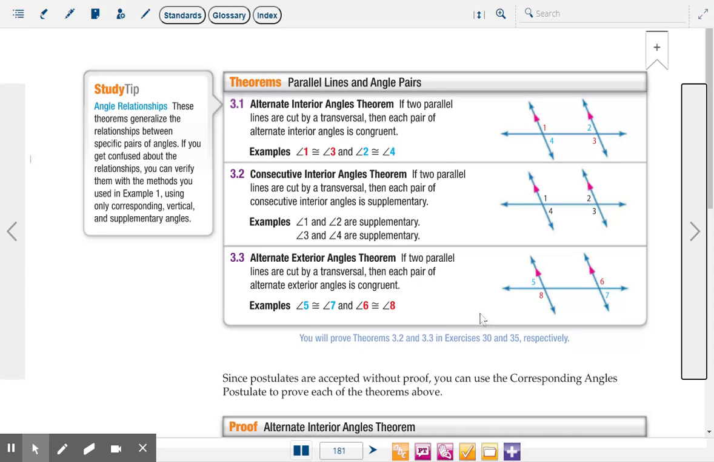All right, so the cool thing about parallel lines cut by a transversal is that only one of two things is going to happen. Angle pairs are either going to be congruent or they're going to be supplementary. That's the only two things that can ever happen when you have parallel lines cut by a transversal.